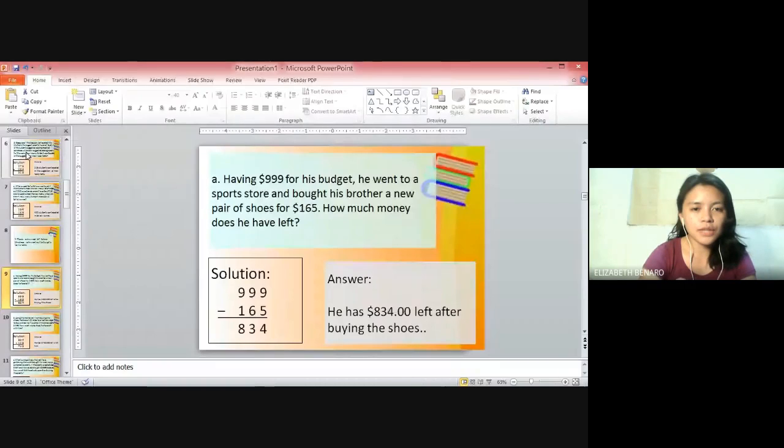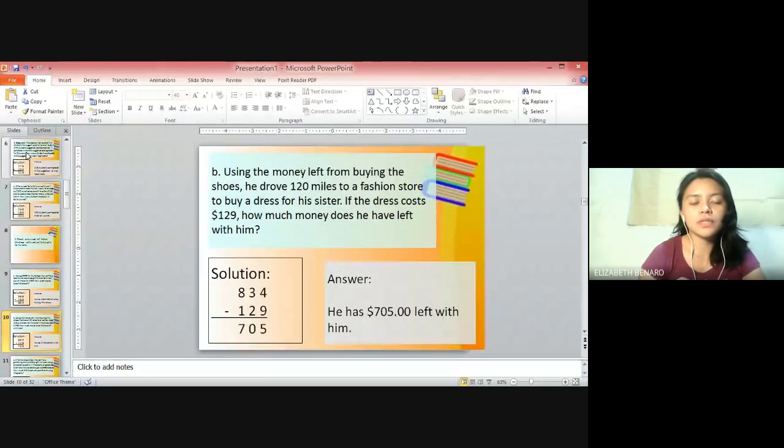Letter B. Using the money left from buying the shoes, he drove 120 miles to a fashion store to buy a dress for his sister. If the dress cost $129, how much money does he have left with him? So here is the solution. 834 is the money left from buying the shoes. So we are going to subtract $129. So it is equal to 705. So the answer is he has $705 left with him.